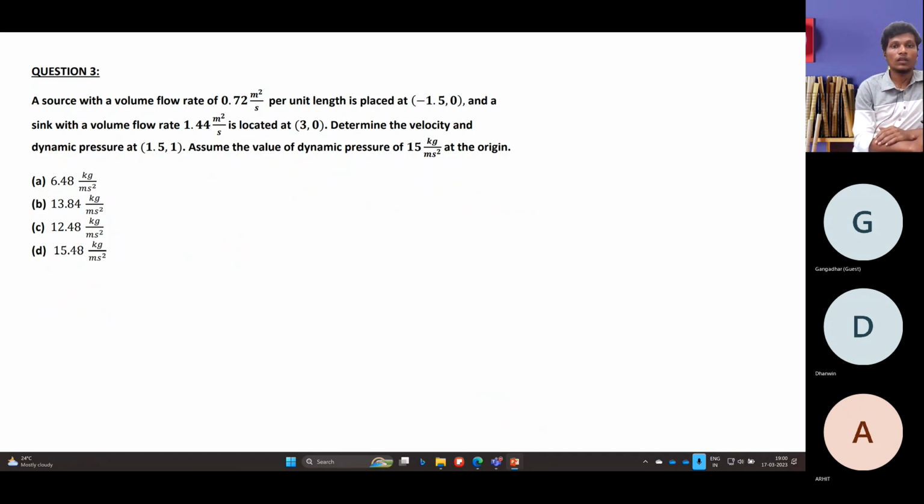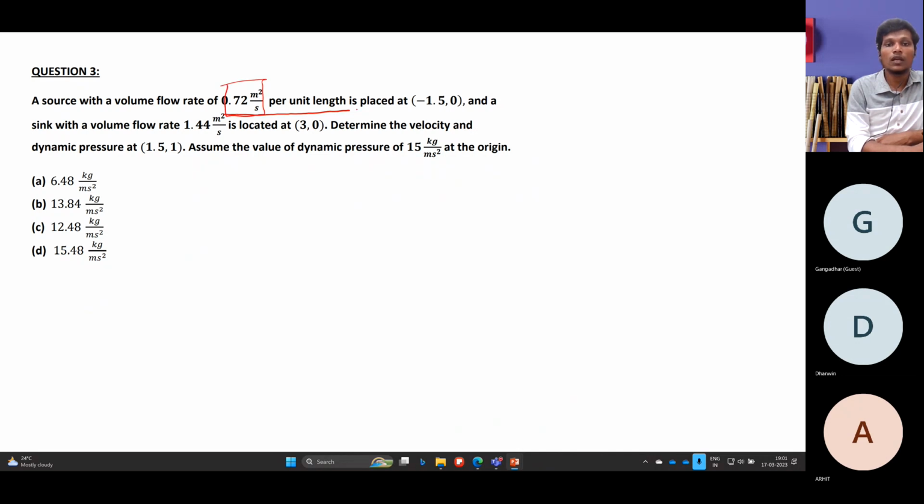Okay. Now let's see question number 3. In this question, we have a source flow with a volume flow rate of 0.72 meter square per second per unit length. It is clearly mentioned that it's a volume flow rate, and the units are 0.72 meter square per second per unit length. So the units are meter cube per second, placed per unit length, and it's not per meter square. It's units of meter square per second only.